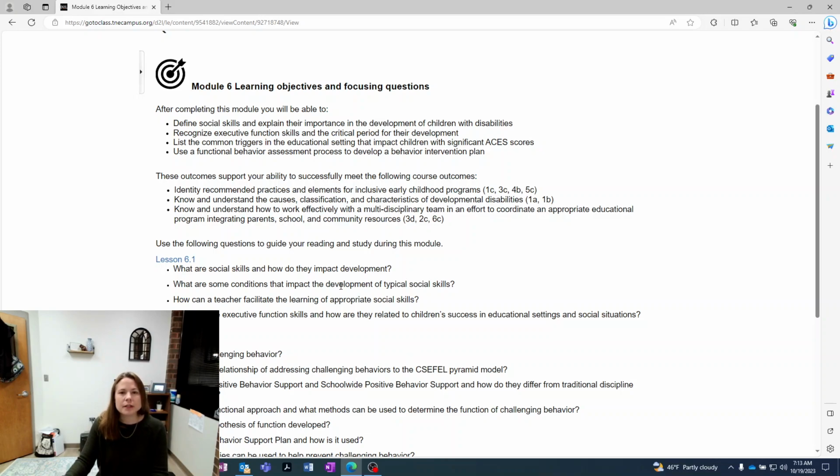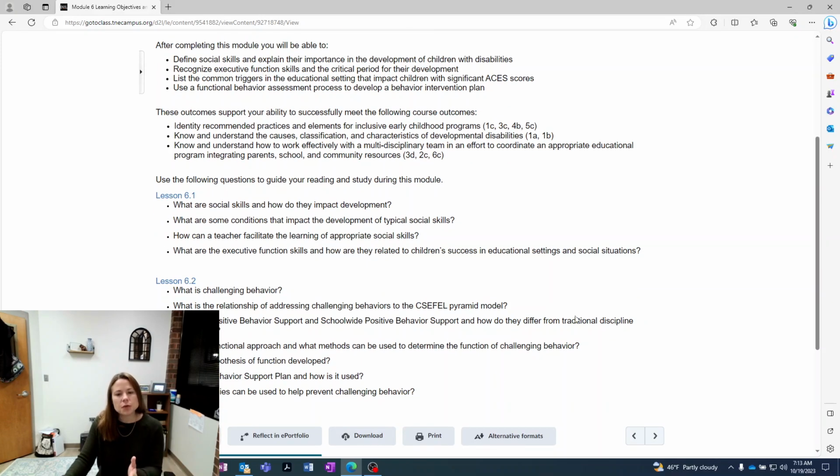These questions will get you to think as you're going through the module. They're focusing you, because there's a lot of information that comes at you with these modules. So it's important for you to zone in on what the most important things are. These guiding questions and objectives help narrow it down to see what you should be looking at.